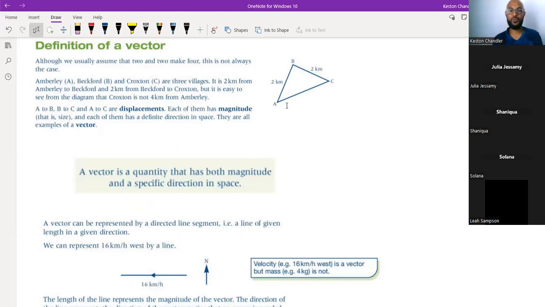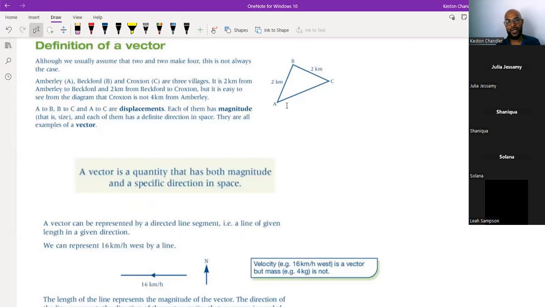Generally, we'd assume that when we add two things, let's say we add 2 and 2, it's going to be 4. And sometimes it's not always the case, especially when we're looking at vector quantities, which is a bit different to what we are accustomed to. What we are accustomed to is something called scalar quantities. So here I have a scenario.